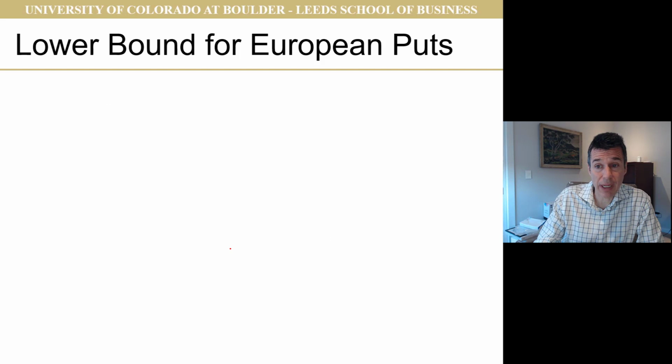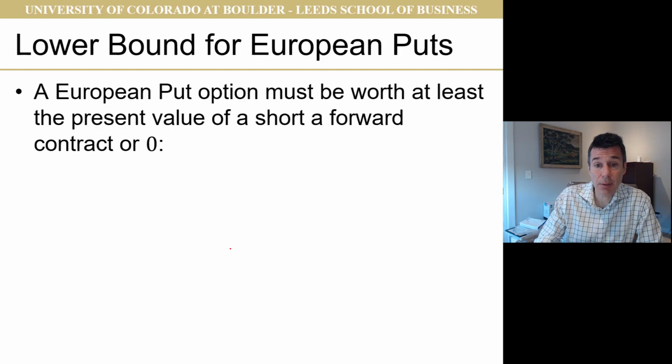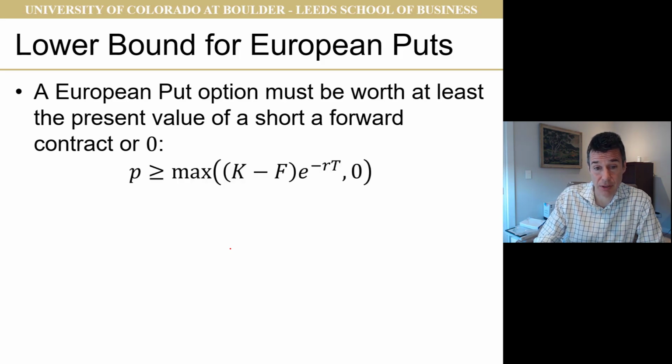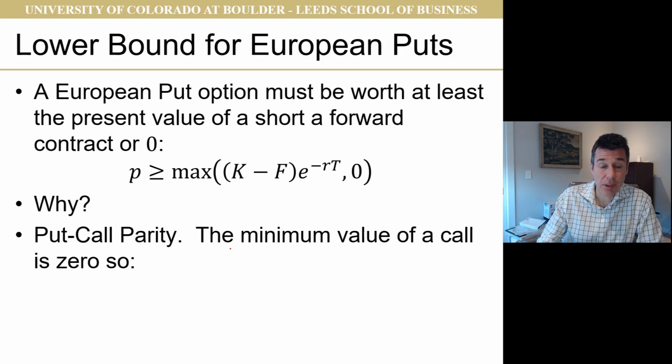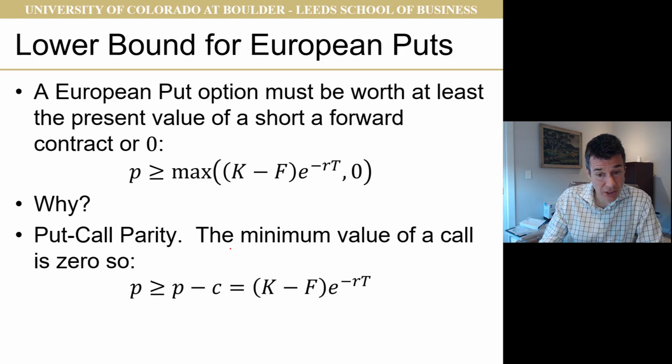There's also a lower bound for European puts, which works pretty much the same way. A European put must be worth at least the present value of short a forward contract, or 0. So P is bigger than or equal to the maximum of (K minus F)e^(-rT), that's the present value of being short a forward contract, or 0. Again, this is put-call parity. Minimum value of call is 0. So now, changing signs, normally we have call minus put equals the present value of a forward contract.